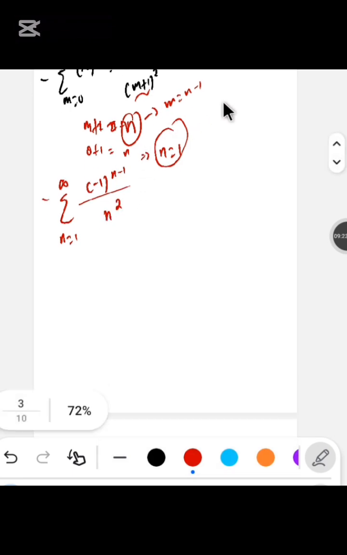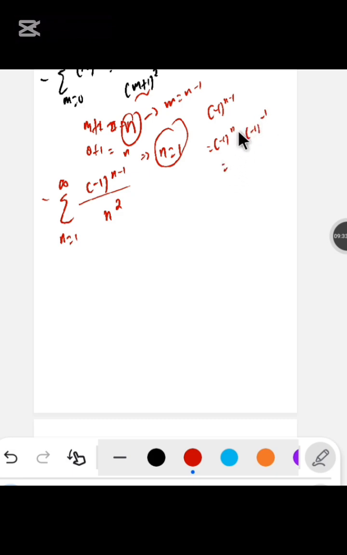Then remember that minus 1 raised to the power of n minus 1 can be written as minus 1 raised to the power of n multiplied by minus 1 raised to the power of minus 1. Which is equal to what? Minus 1 raised to the power of minus 1 is minus 1. So minus 1 multiplied by minus 1 raised to the power of n will give us minus 1 times minus 1 raised to the power of n. Then you have to bring out this negative sign. So this is actually nice and beautiful. So now let's continue.